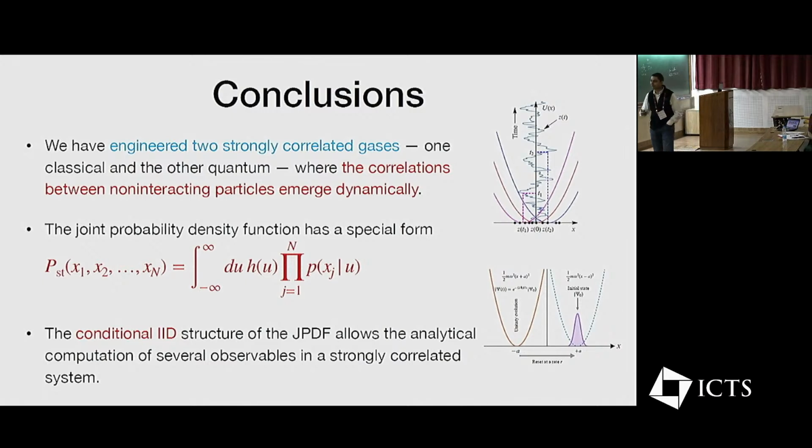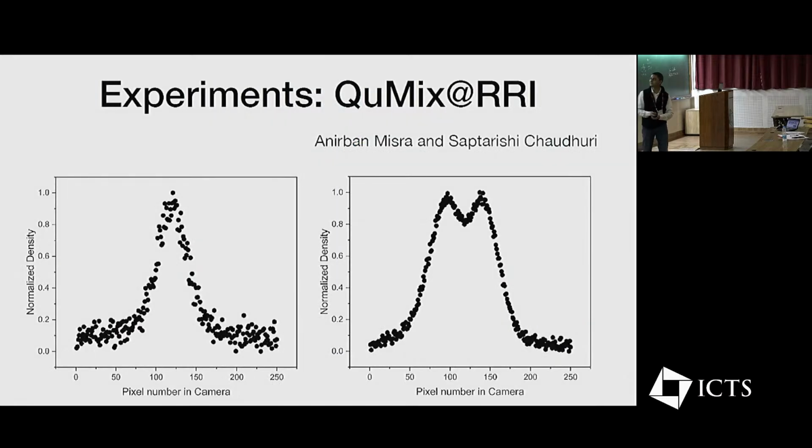I was talking about this engineering and experimentally feasible thing, but can one actually do experiments on this? This is something my colleagues at RRI are doing in a cold atom system. These are still preliminary data, but you see a single bump versus a double bump depending on how you shake it.